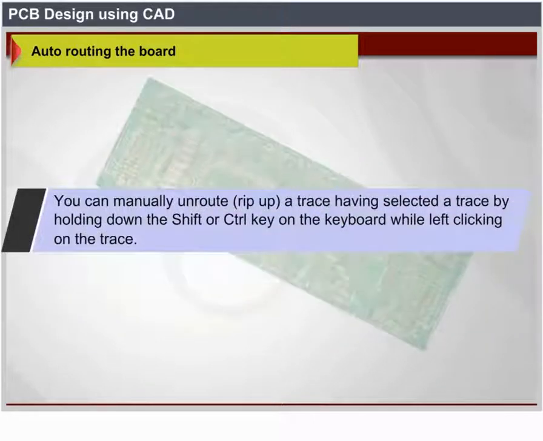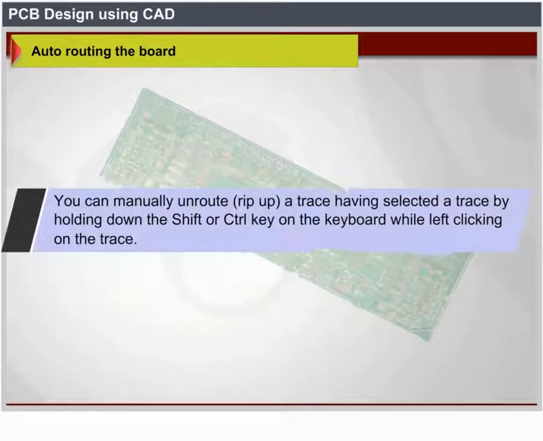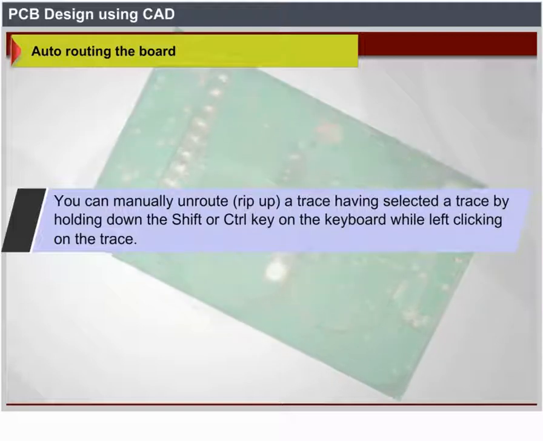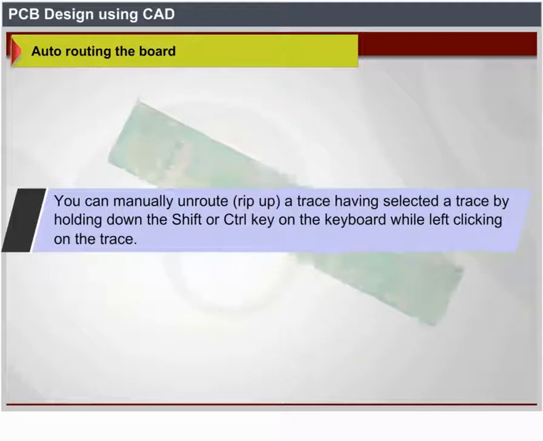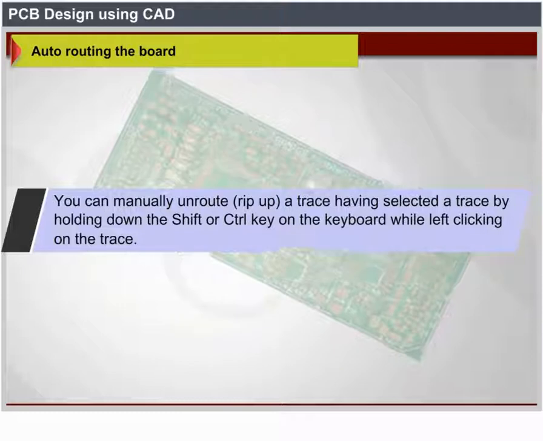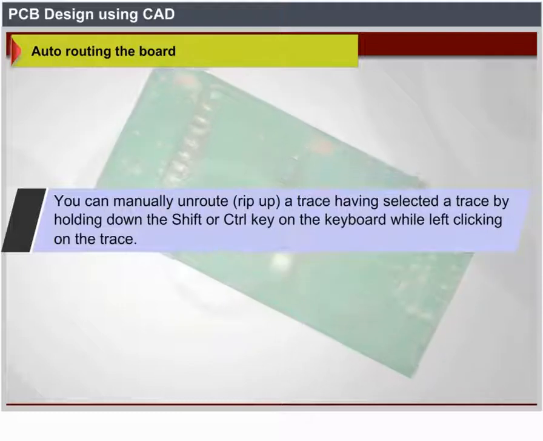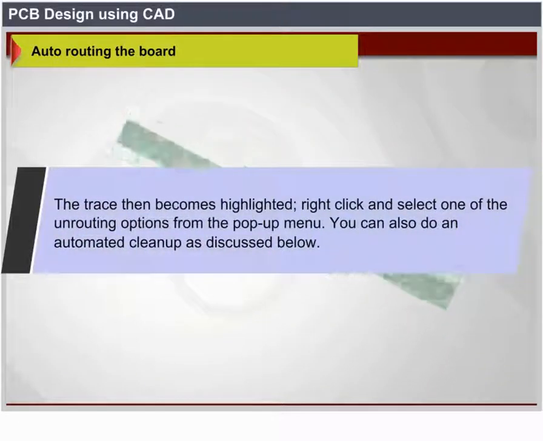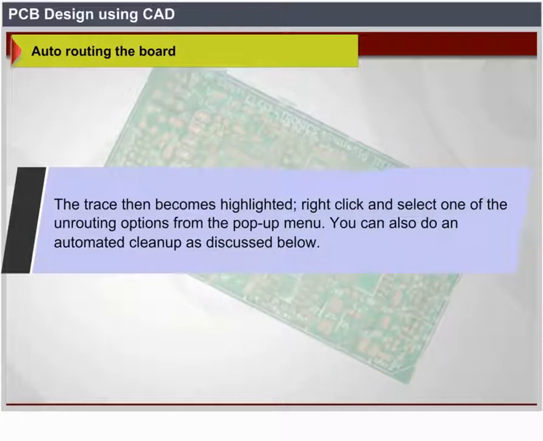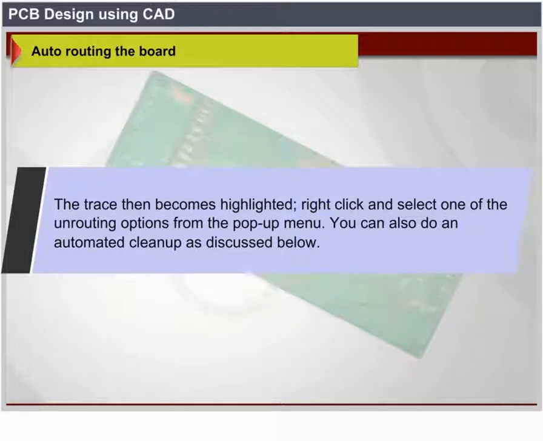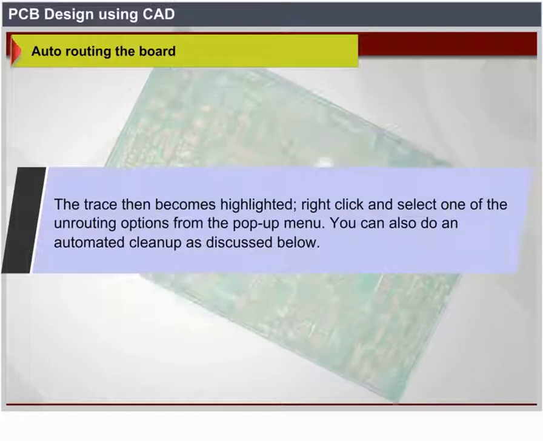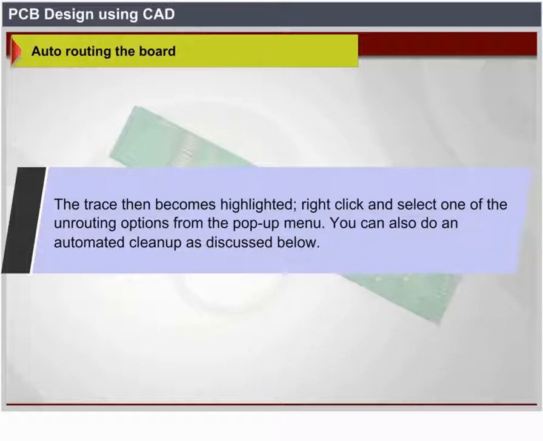You can manually unroute or rip up a trace by selecting it while holding down the Shift or Control key on the keyboard and left-clicking on the trace. The trace will become highlighted. Right-click and select one of the unrouting options from the pop-up menu. You can also do an automated cleanup as discussed below.